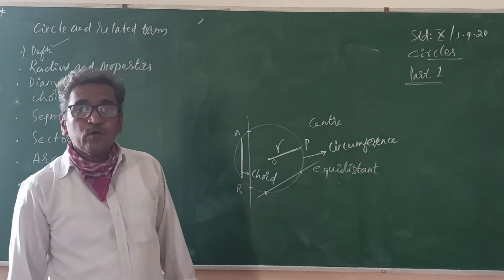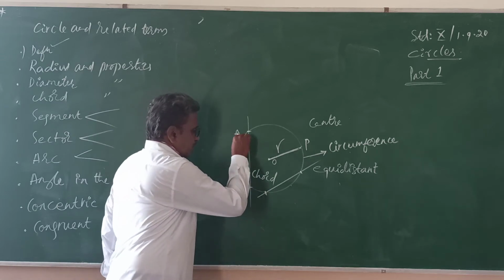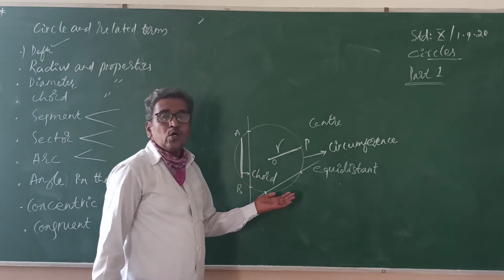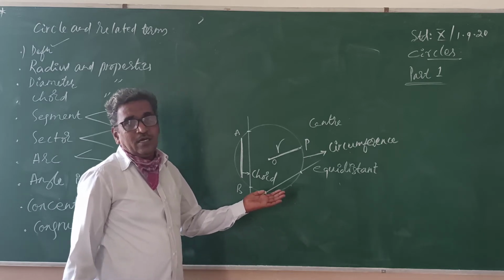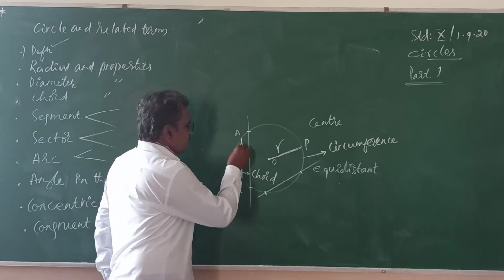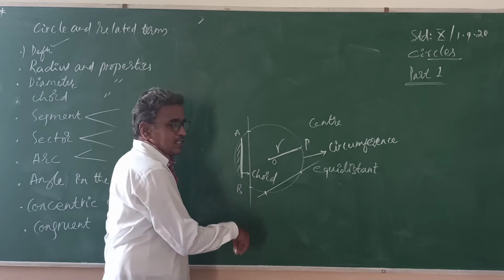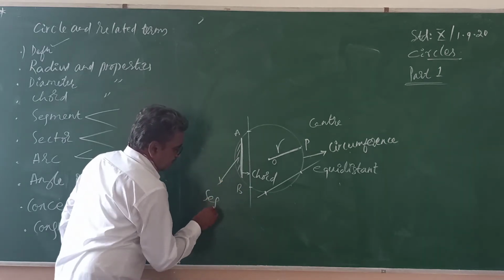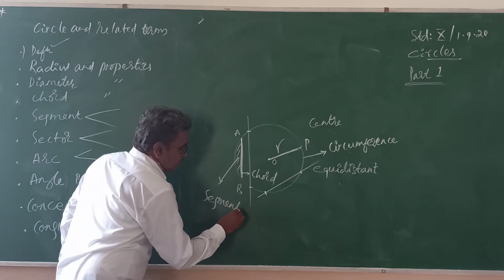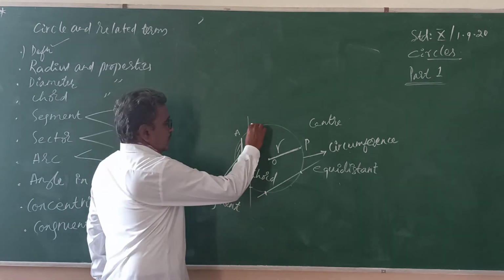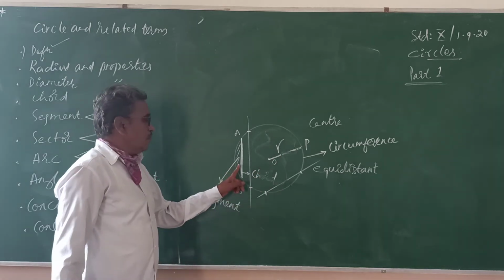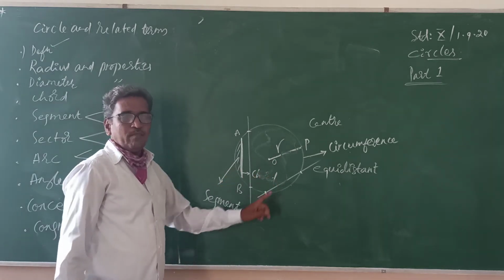And another important property: chord AB divides the circle into two parts. Each part is called a segment of a circle. So this is also a segment. This is called the minor segment. This is called the major segment.